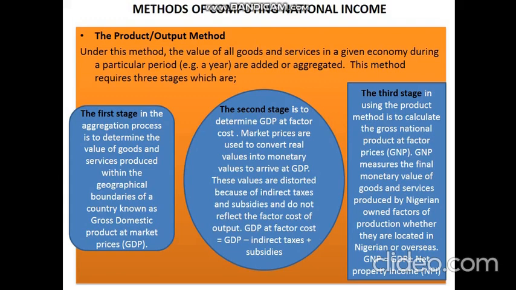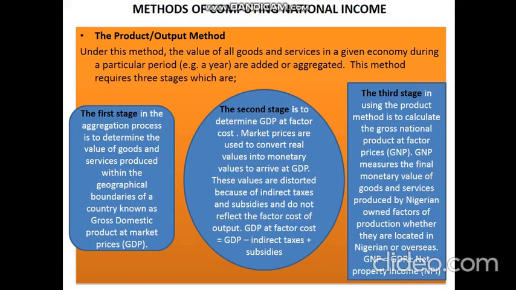This method requires 3 stages. The first stage in the aggregation process is to determine the value of goods and services produced within the geographical boundaries of a country, known as gross domestic product at market prices.